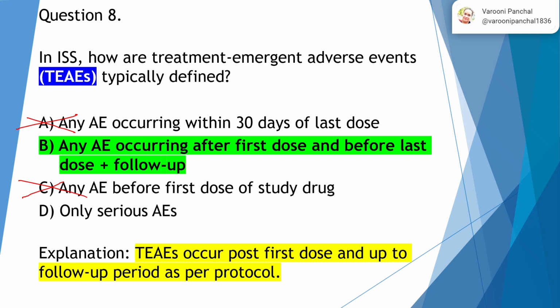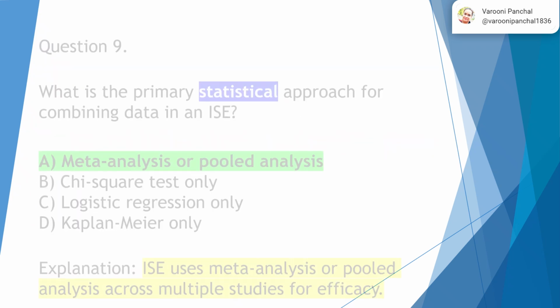Only serious adverse events? No. We have to consider all kinds of adverse events. So any adverse event occurring after first dose and before last dose, which is related to follow-up. In short, any adverse event that is happening during the conduct of the clinical trial study from the beginning of the first dose to the end of the last dose. So those are your treatment emergent adverse events. So the correct answer is B. Treatment emergent AEs occur post first dose and up to follow-up period as per the protocol.